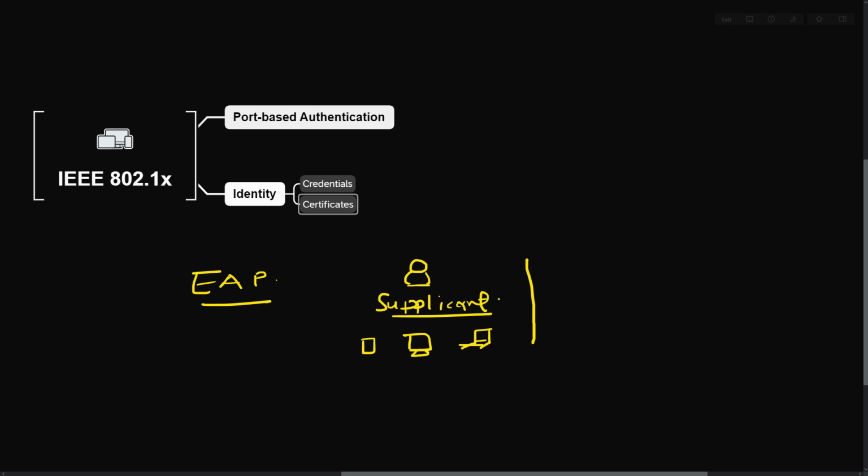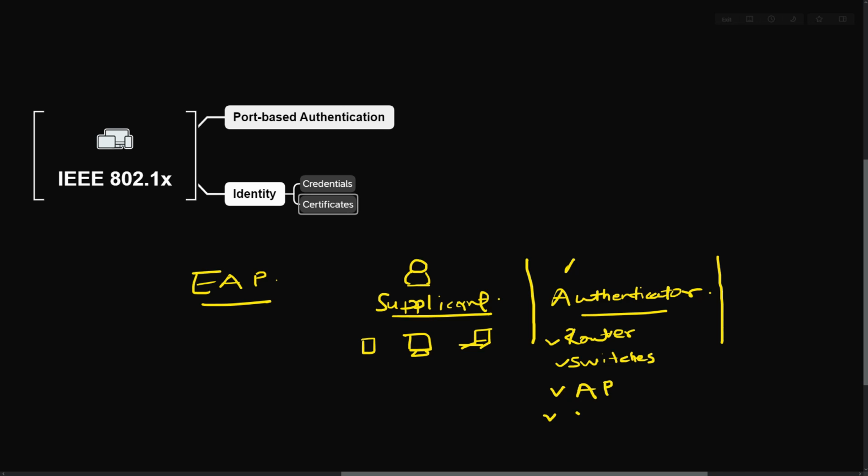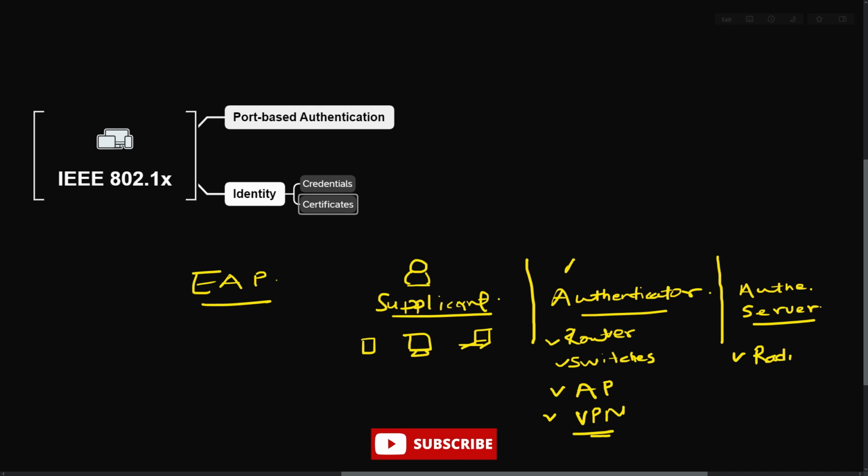The next component is the authenticator. The authenticator basically can be any device. It can be a router, it can be a switch, it can be an access point, it can be a VPN concentrator as well. And finally, there is the authentication server, which is usually the RADIUS server.